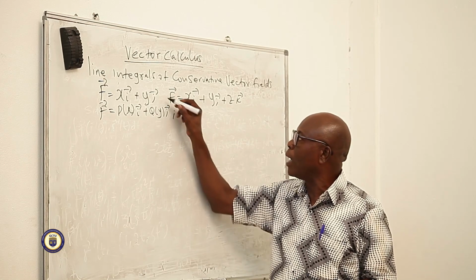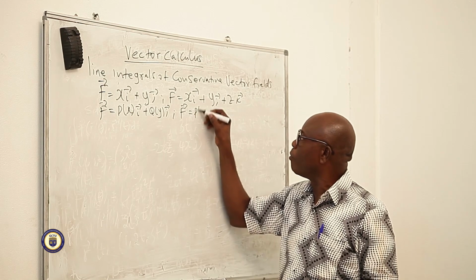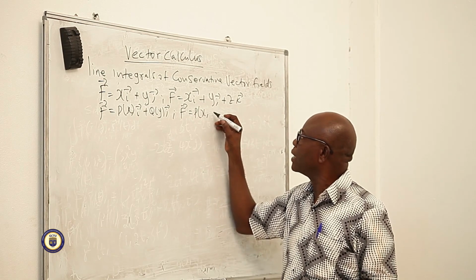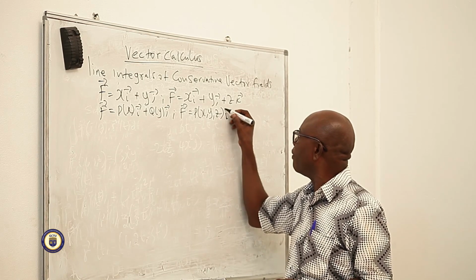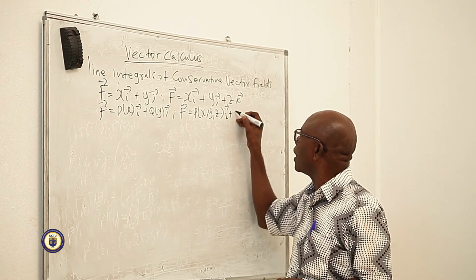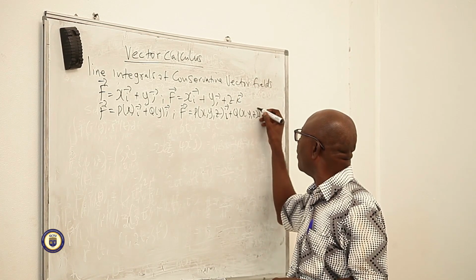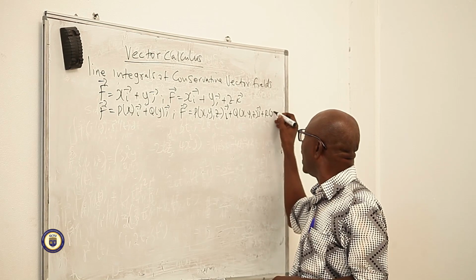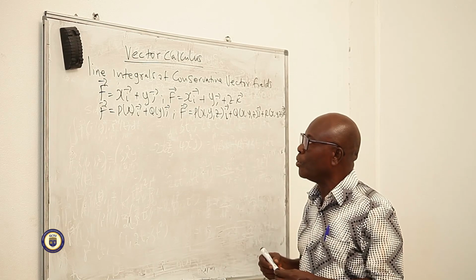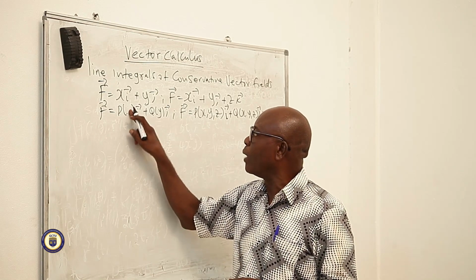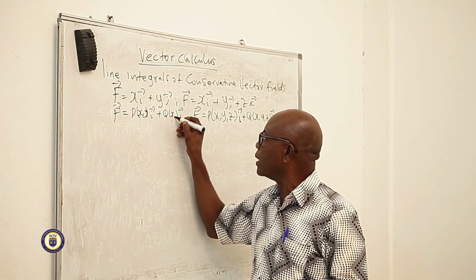So we can also have in 3 dimensions F equal to P of x, y, z in the i direction plus Q of x, y, z in the j direction plus R of x, y, z in the k direction. So we can also expand this one where we have x and y. This one is also x and y.